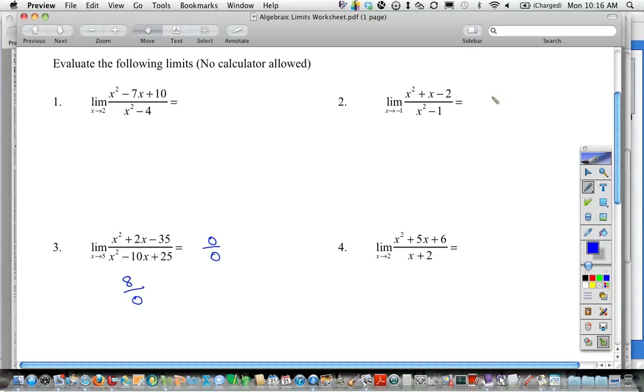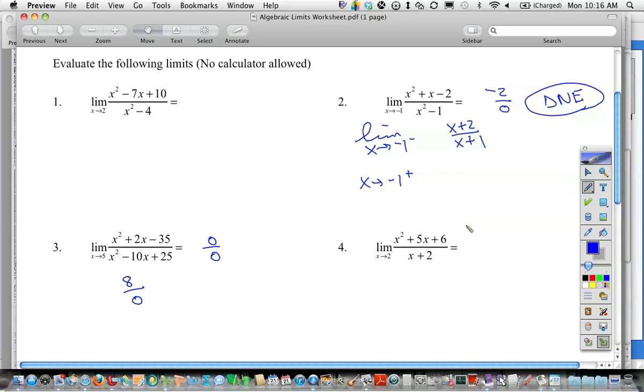Well, on this one, when you plugged in the first time, you get negative 2 over 0, right? Direct substitution. So you have to check to the left. So that's a does not exist. Not because it's undefined, but because it's a vertical asymptote. Okay, remember, 0 over 0 is undefined, and the limit still may exist. So we approach negative 1 from the left, and we approach negative 1 from the right. And so what did you get from the left of negative 1? How did this simplify down, by the way? You ended up with x plus 2 over x plus 1, right?